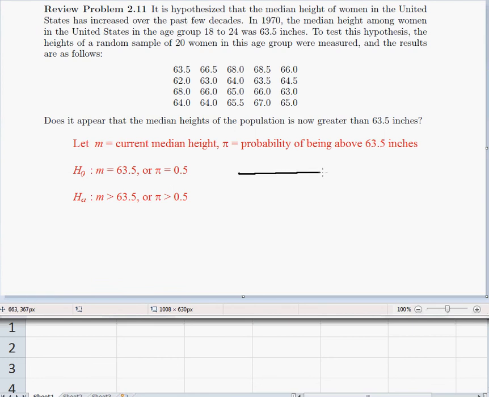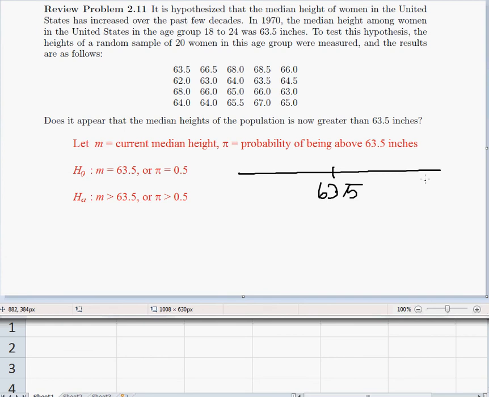To explain why those two statements are the same, let's just draw a number line here. Suppose that 63.5 is here, and suppose this is equal to the median. If that's the median, then half the data lies above and half the data lies below the median. So the probability of being above 63.5 inches would be exactly 1/2 if indeed the median is 63.5.